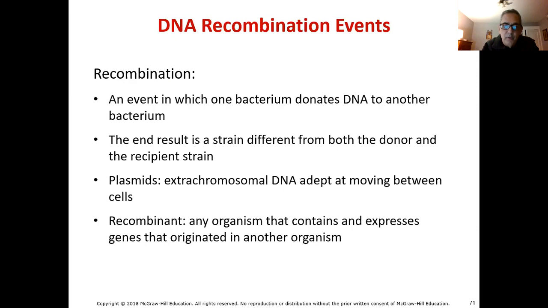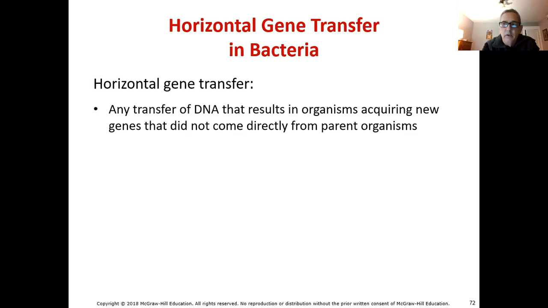Plasmids are extrachromosomal DNA that can move between cells. And a recombinant is an organism that contains and expresses genes that originate in another organism. So we'll see in the DNA technology, they take advantage of this to introduce new genes. Horizontal gene transfer is any transfer of DNA that results in organisms acquiring new genes that did not directly come from parent organisms.